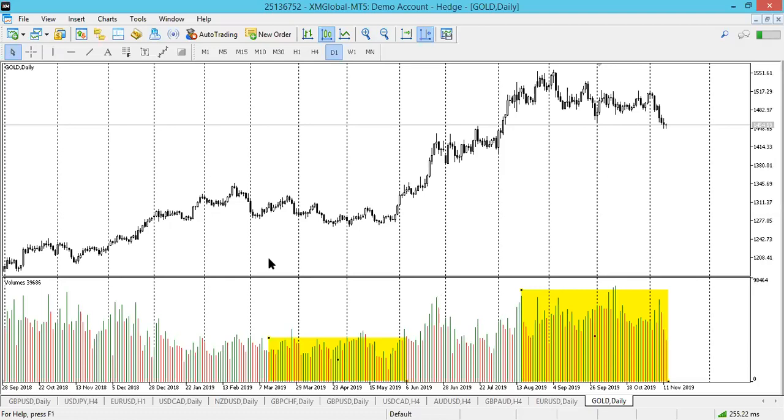What time frames do you suggest to use for multiple time frame analysis? I suggest you use three: D1, H4, and then H1, or you can use D1, H4, and then M15.